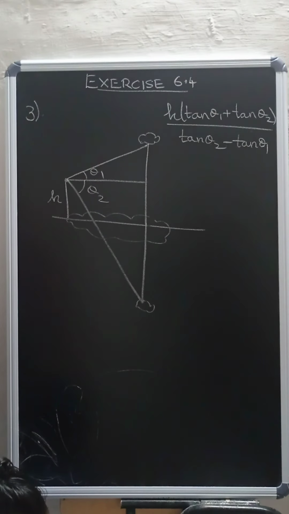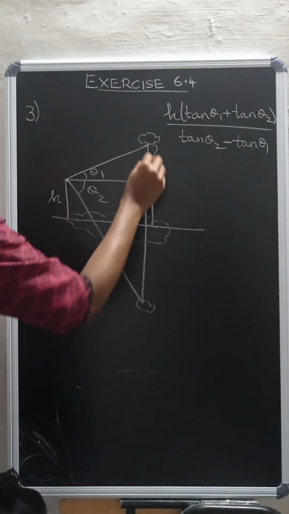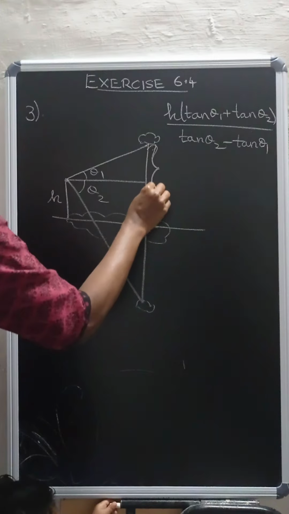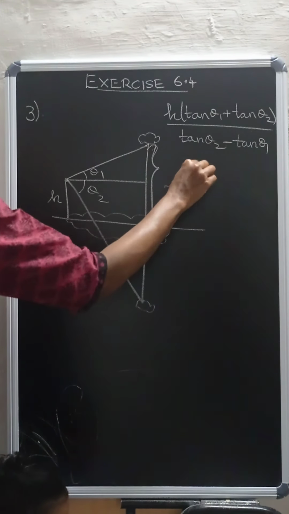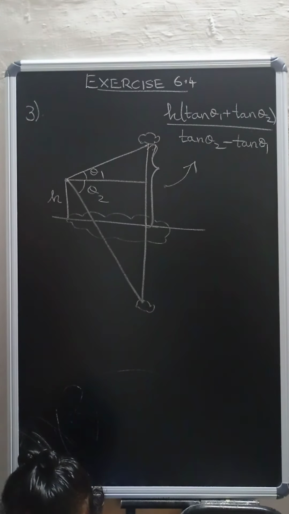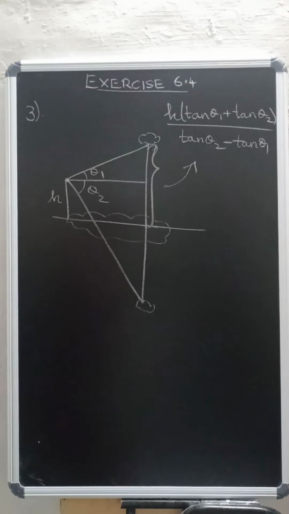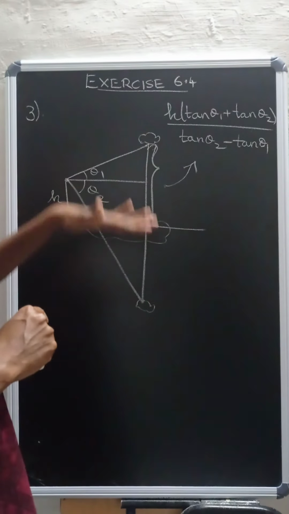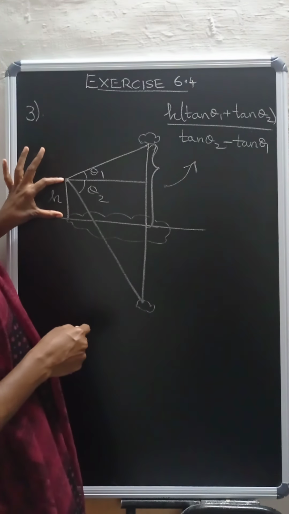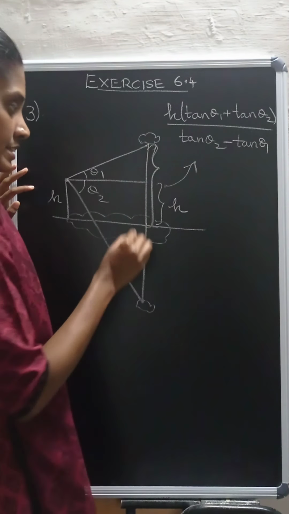Prove that the height at which the cloud is located from the ground is... so from the ground, the cloud, this height. We need to prove that this height is h (tan theta 1 plus tan theta 2) divided by (tan theta 2 minus tan theta 1). I hope you are all clear with this diagram. Now we will name this diagram. See, here it is h meters above, so here also this part will be h, right?